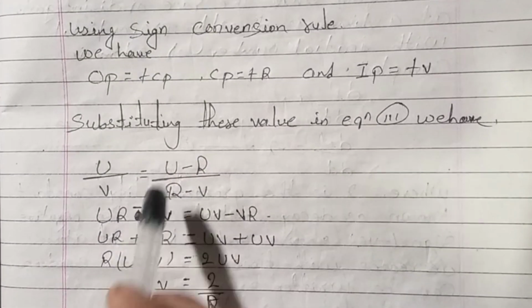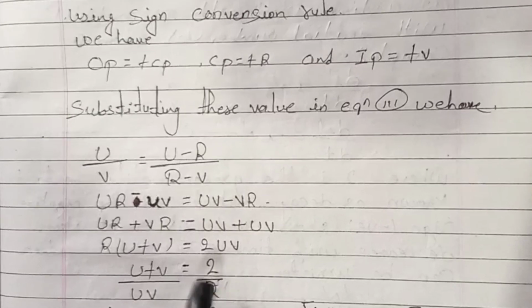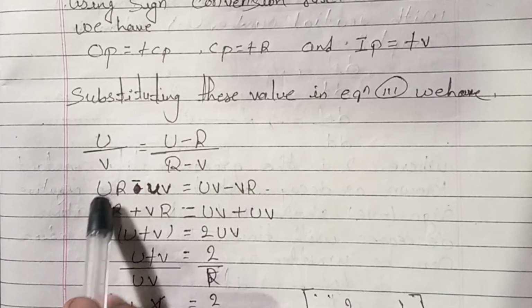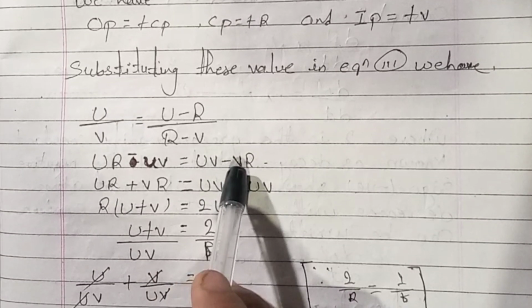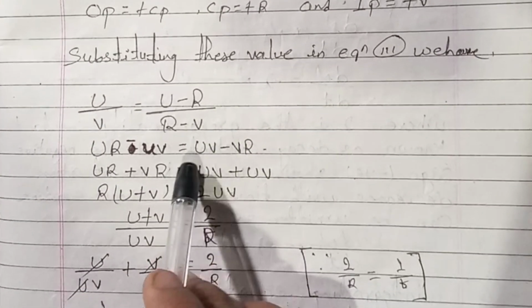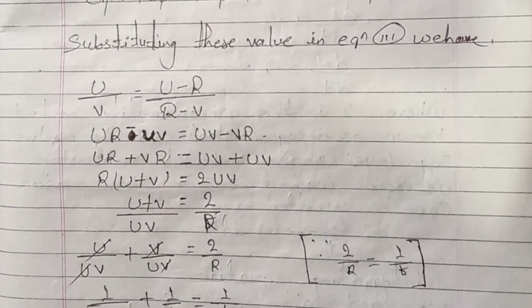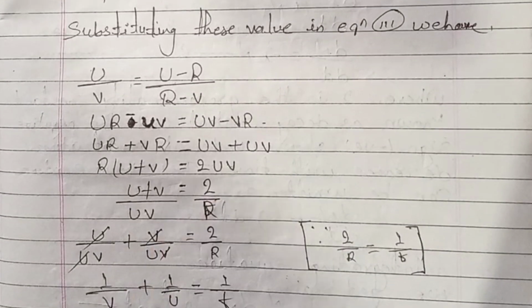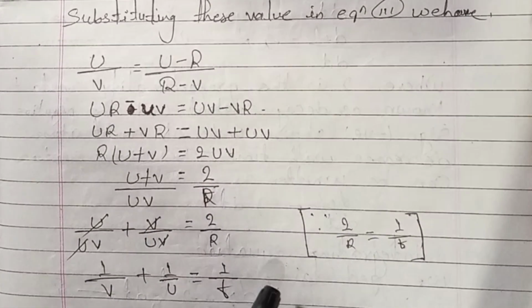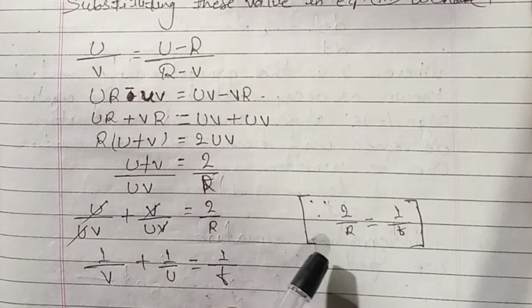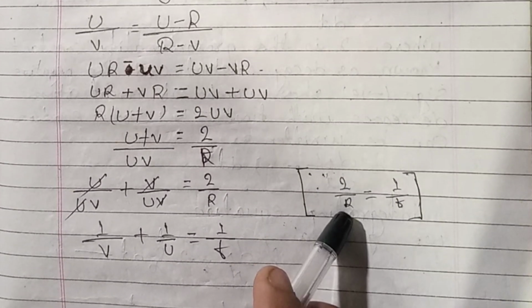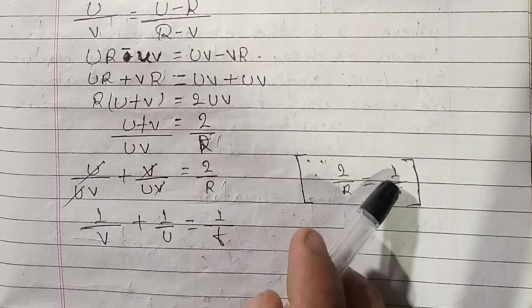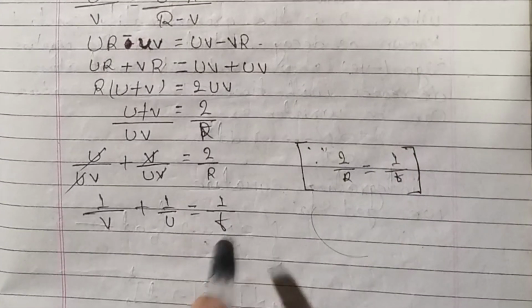Cross multiplying, we get UR minus UV is equal to UV minus VR. Calculate this formula, and the answer is here: 1 by f is equal to 2 by R, so 2 by R is equal to 1 by f. Calculate this formula and prove it.